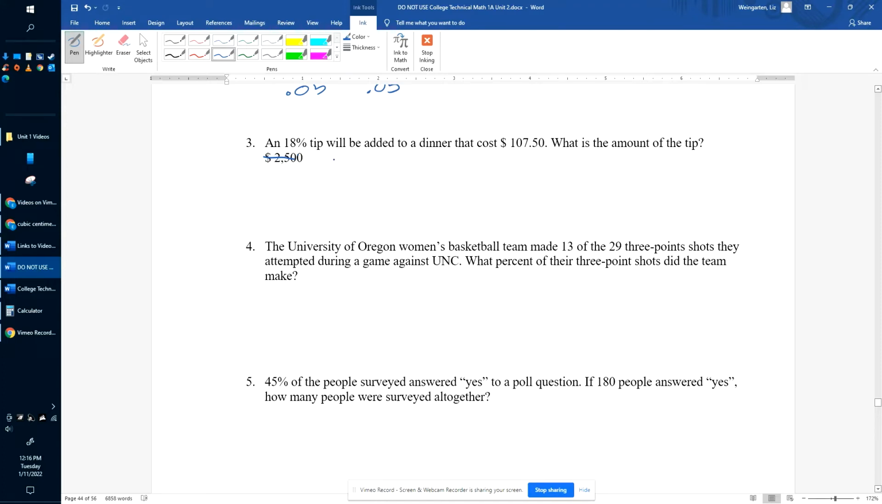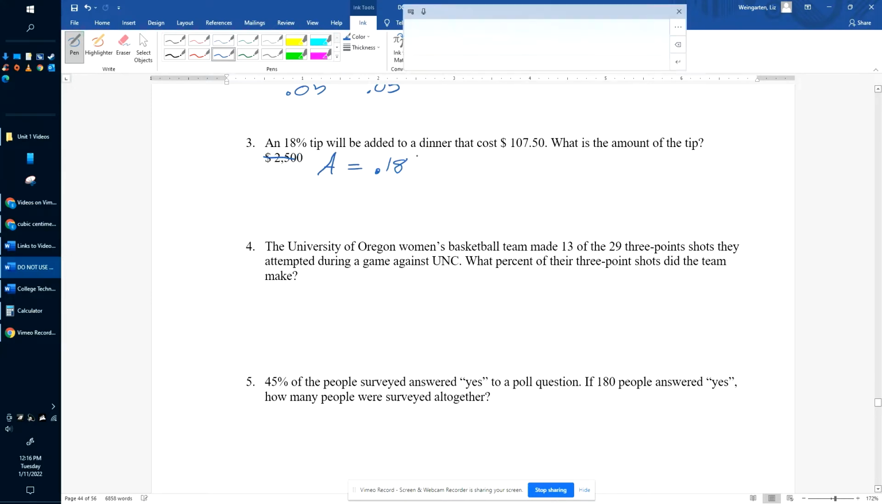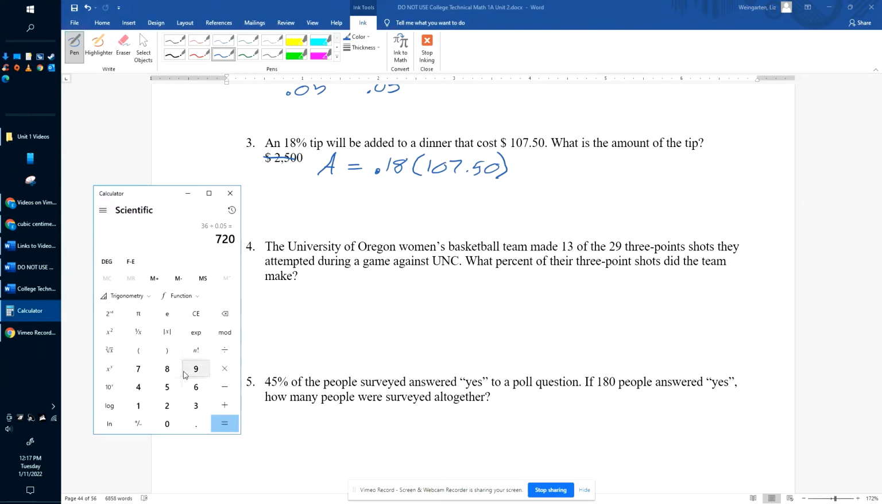So our amount, A, is going to be 18% of our base amount, $107.50. So let's go ahead and put that into our calculator. Our tip is going to be $19.35.